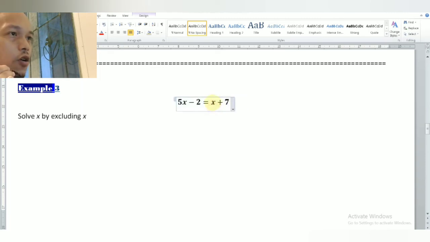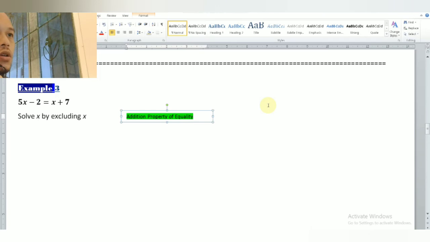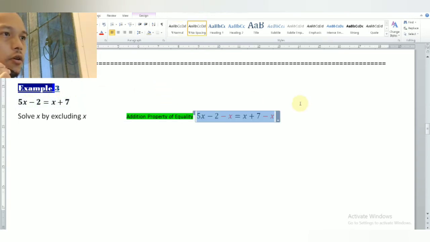By adding or subtracting something on the right member, you need to do the same to the left member as well. Let me show you the steps. We use the addition property of equality. I add something on the right side, I add something on the left side. For this one, I subtract the right member by x. Why? My objective is to get rid of this one. But I have to do the same with the left member. I'm using the definition of subtraction also here, and then the commutative property of addition.